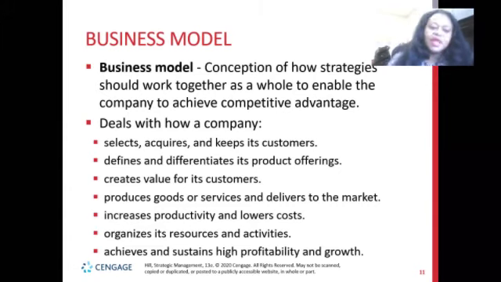And just as I stated, it's going to talk about how you select, acquire, and keep your customers, who they are, how you get them, how you keep them. It's going to differentiate your products from your competitors. It's going to make it clear what you offer and why your products are different. It's going to talk about how you organize your resources and your activities. We talked about distribution, et cetera. And then it's going to really create a clear explanation of what it is that you do in order for you to achieve competitive advantage, achieve it and sustain, ideally, high profitability.